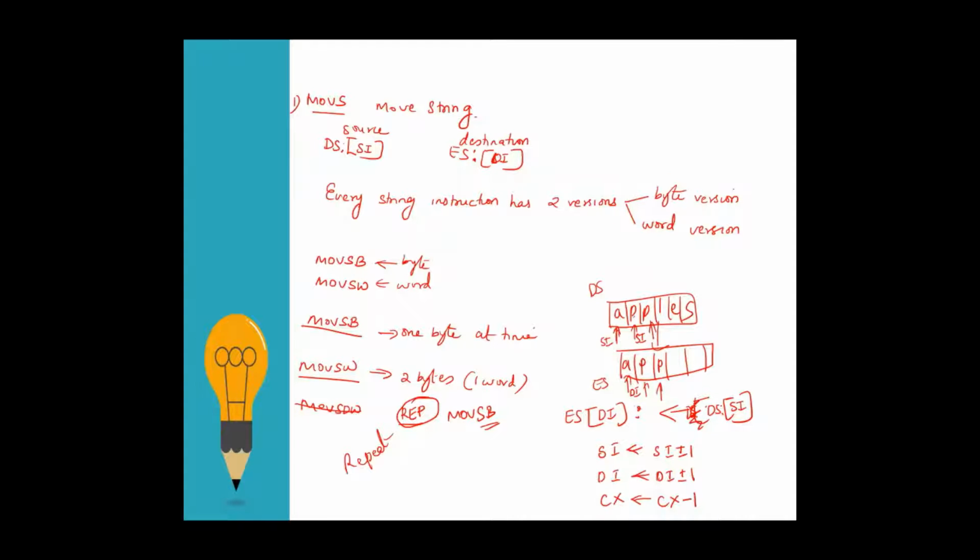Yes, ma'am. Yes, but here I have not written plus. Right now I am doing plus only. But why did I write it as SI plus or minus 1 and DI plus or minus 1? Why? There should be some logic, right? Why did I write it like that? What is special about string instructions?